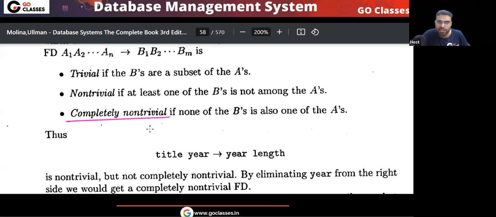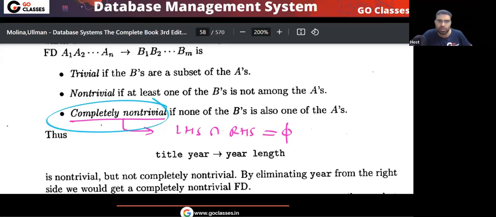But this is also very simple. When can I say completely non-trivial? Completely non-trivial means LHS and RHS are disjoint. Means they have nothing common. They have nothing common. This will be called completely non-trivial. So this is just a definition, nothing else.